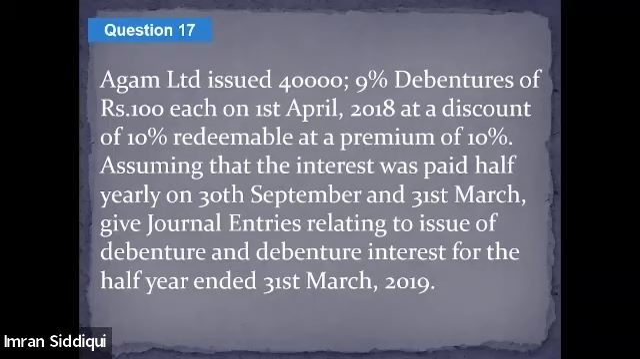Done, sir. Done. Okay. Prerna, please tell me the right entries that you did for this question. Starting with the issue entry for issuing the debenture. Bank account debit to debenture application account. Yeah. This will be done on 1st of April, right? Yes, sir. 36 lakh.